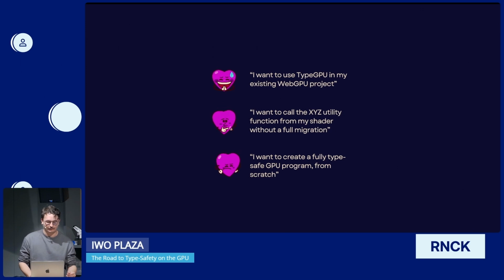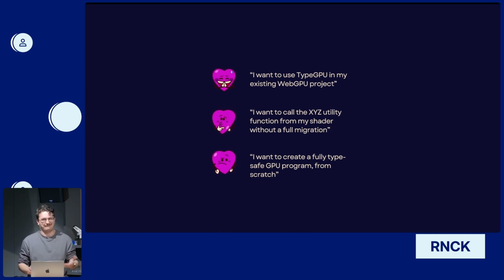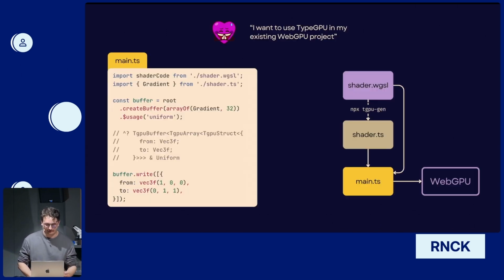And the third one is I just want to create a fully type-safe GPU program from the start. I don't have anything written yet, so I just want to start with TypeGPU. Okay. So the first use case, if we have a shader.wgsl, which is a file with the shader code in it, we can run npx tgpu gen, generate the equivalent JS for it, and still use the shader code underneath, but when we interface with the program after it's already been dispatched, you can just use the generated JS primitives.